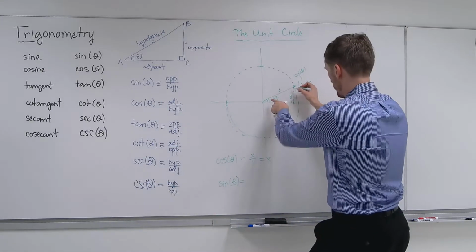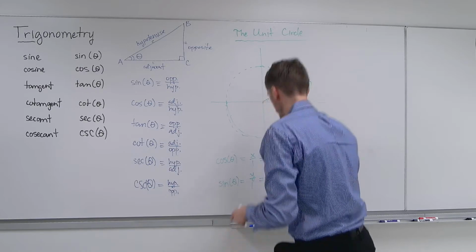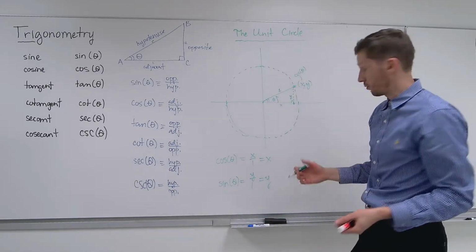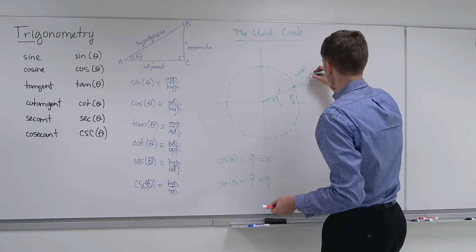Opposite over hypotenuse, which is y over 1. And that's exactly my y, right? So it turns out that for a unit circle, my y will actually be the sine theta. So this is my sine theta.